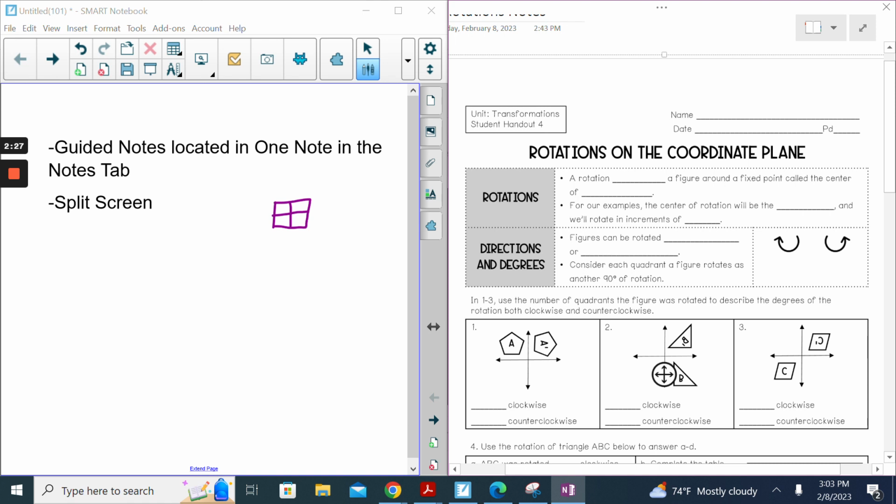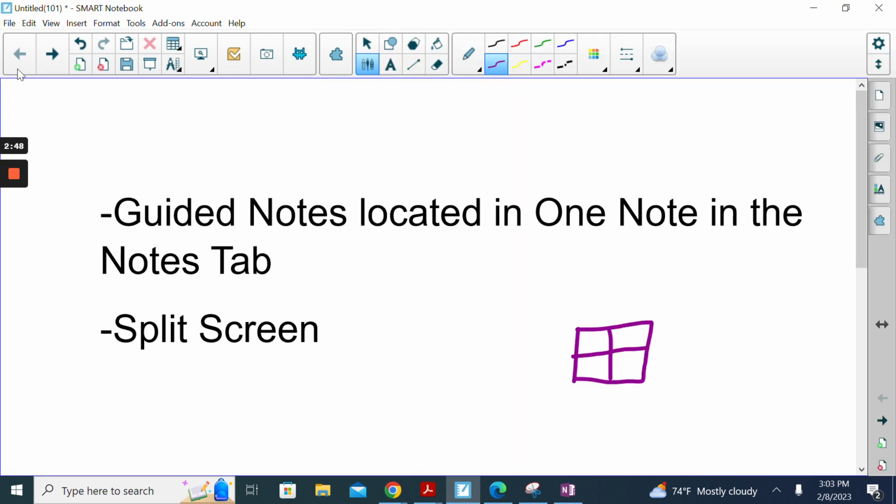Now I'm going to close the guided notes because my guided notes are in this Smart Notebook that you will follow along with me in the video. You should have your blank guided notes to fill out as we go in the OneNote. Okay, so let me open mine back up.